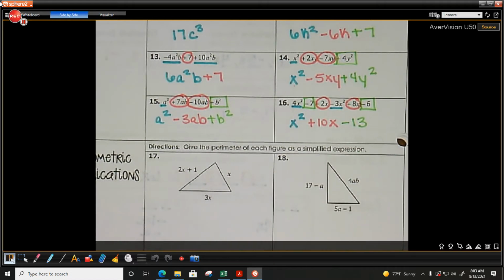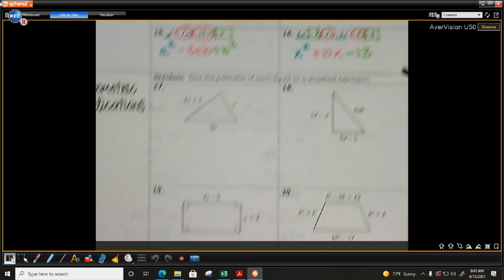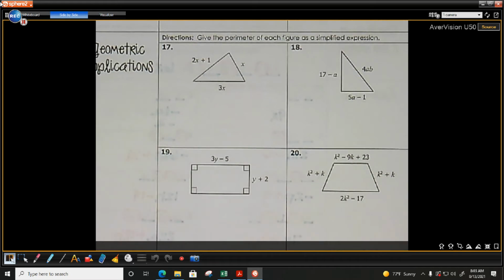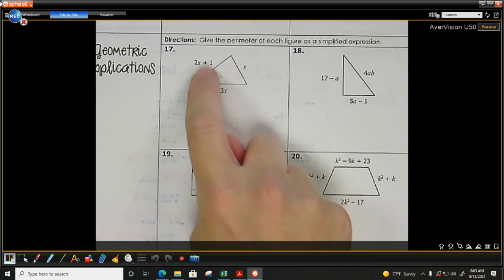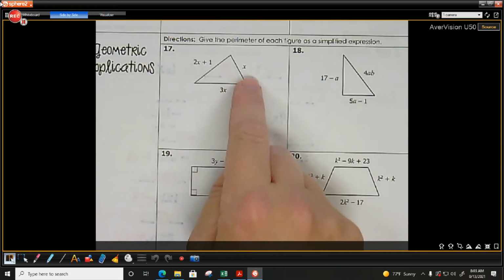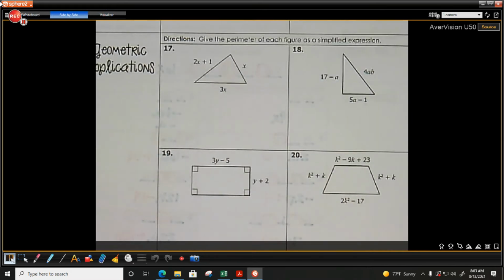Okay, now let's go to application problems. Guys, these are exactly the same, just instead of it being written in a line, the sides of my different figures are labeled. It says find the perimeter. What does perimeter mean? The distance around. What do you do with it around to find the perimeter, though? What operation? Add them all together.